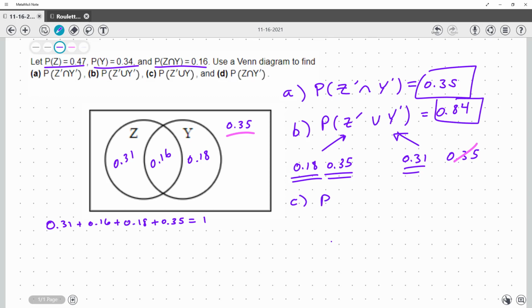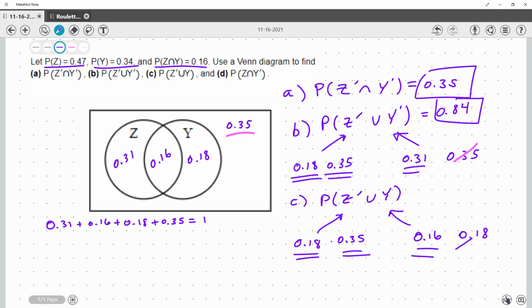All right, part C, probability of not z union y. So once again, I look to see what's not z. It's that piece in y, the 0.18, and then it's also the 0.35. What is actually y is the 0.16 and the 0.18. Okay, so remember, the union means all of this added up, but once again, we would not double the 0.18. We wouldn't count it twice. So if I add these values up, I get 0.69.